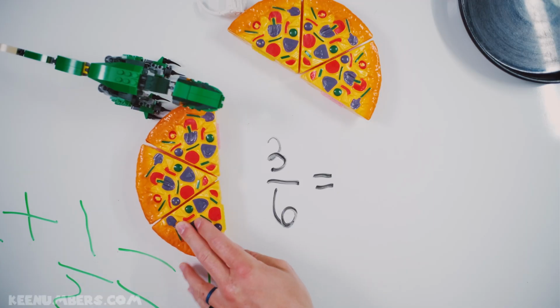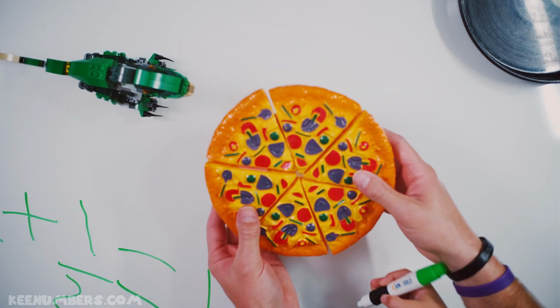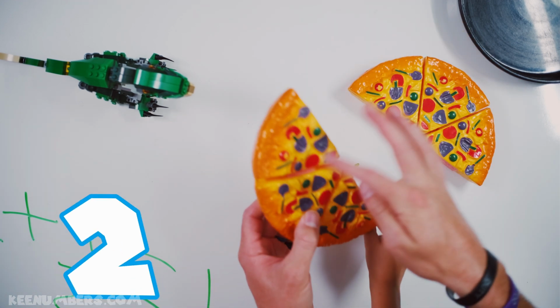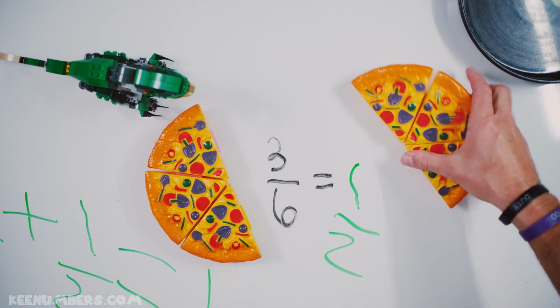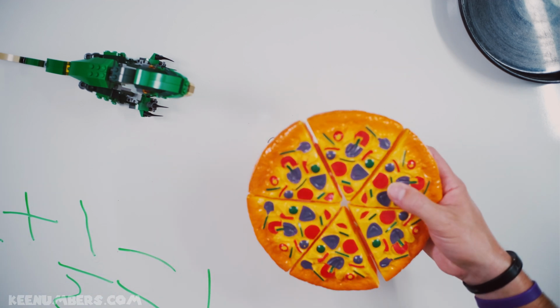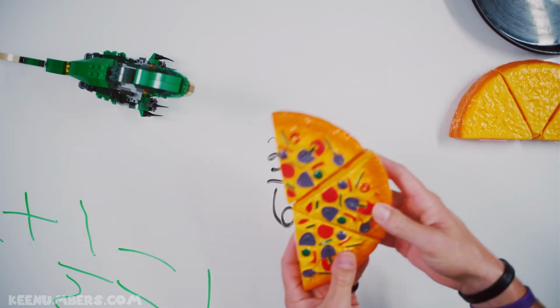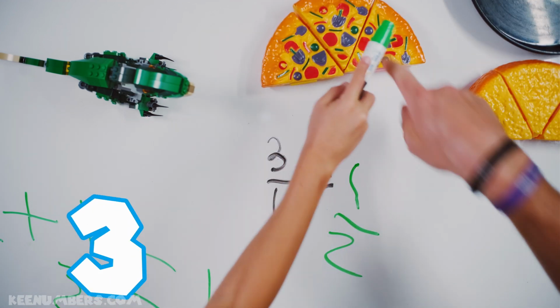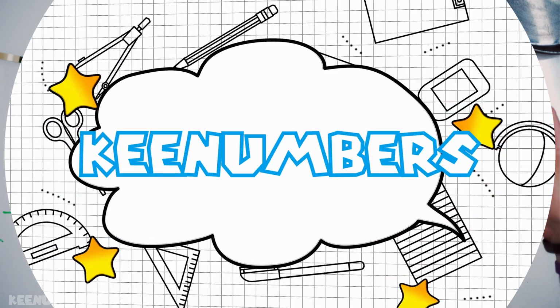We have 3/6 of a pizza. Why do I know it's 3/6? Because look, we have 6 slices of pizza, and 1, 2, 3 gives us 3/6. It says it's 1/2. That's correct. It reduces to 1/2 because when you cut it in half, boom! You get 3 slices, or half of a pizza.